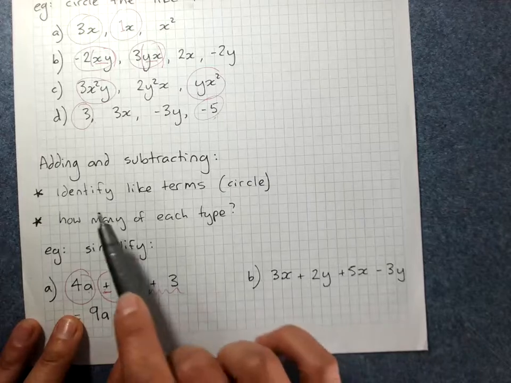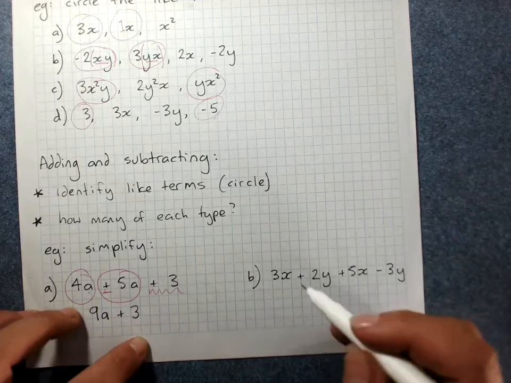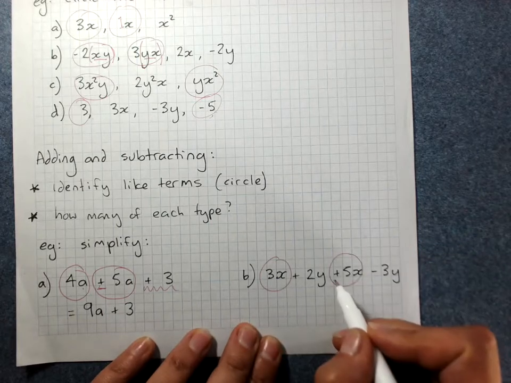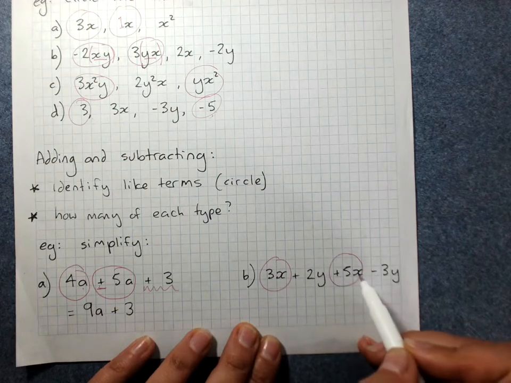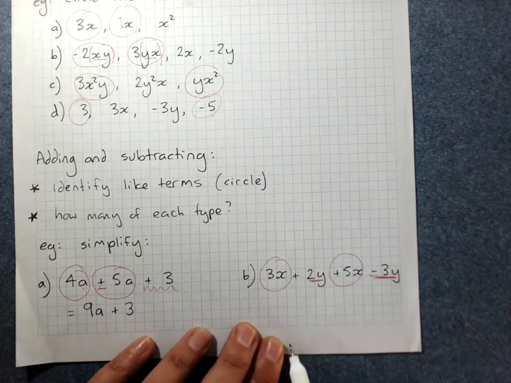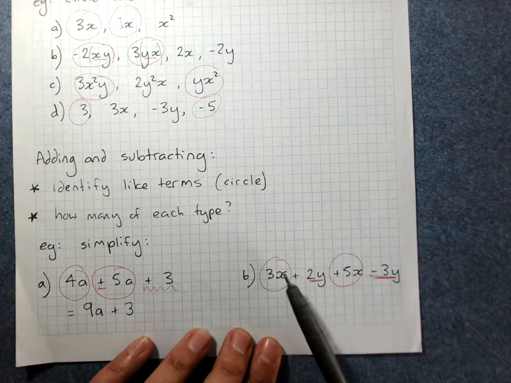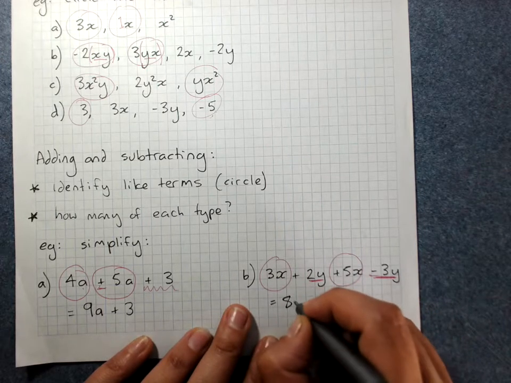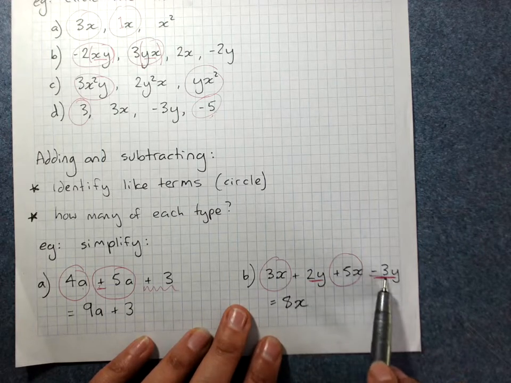This one, identify the like terms. I've got an x, a y, oh, I've got x's and y's. I've got 2 different types of things. I've got x's, and notice how I circle the plus that comes before it, because I've got 3x plus 5x. I've got 2y minus 3y. Then just work out how many of each different type I've got. The x's, I've got 3x's plus 5x's. I've got 8x's. The y's, I've got 2 y's, but I took away 3 y's.